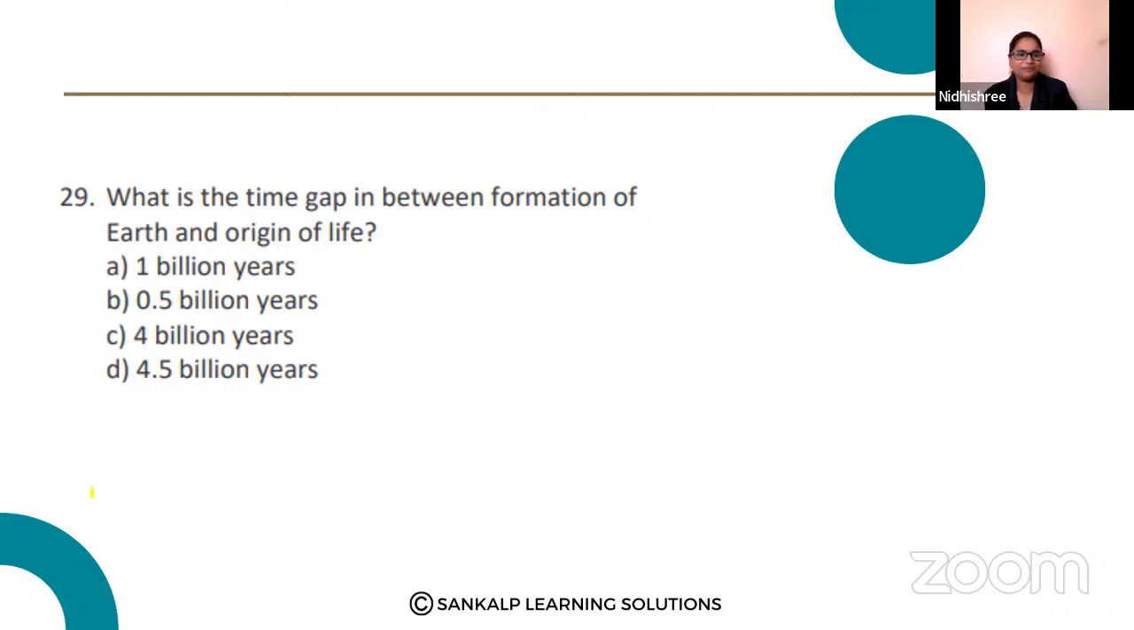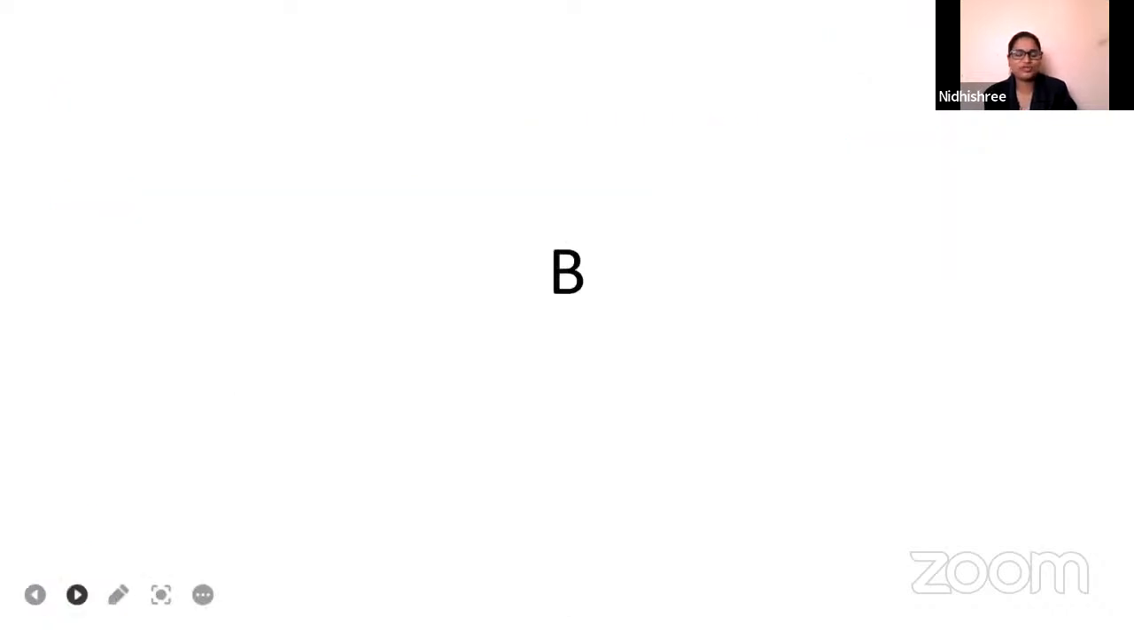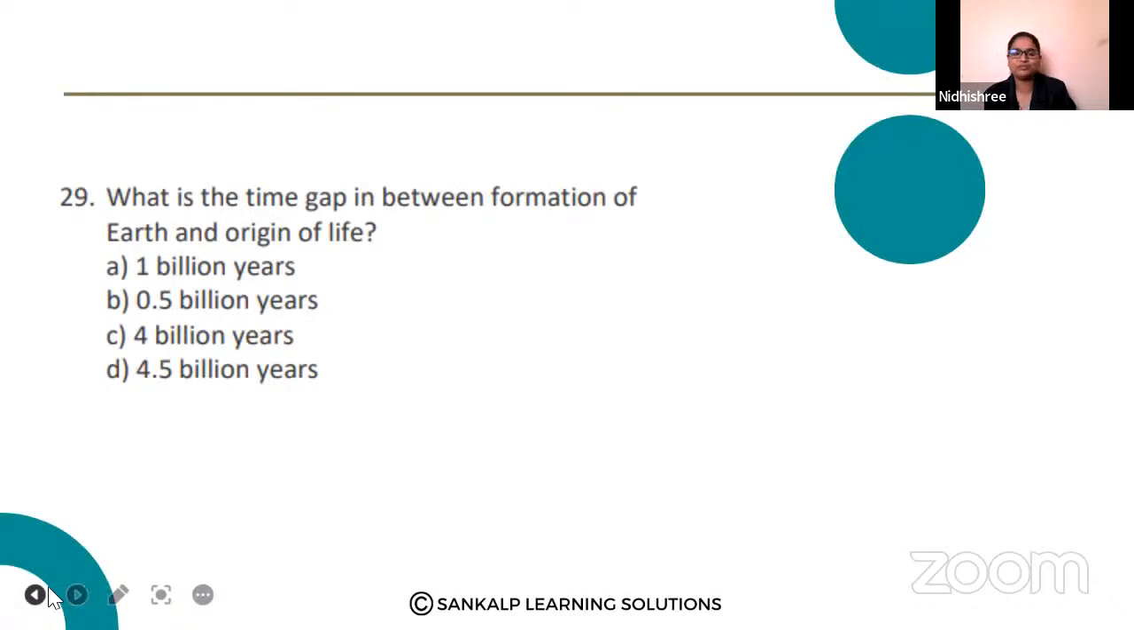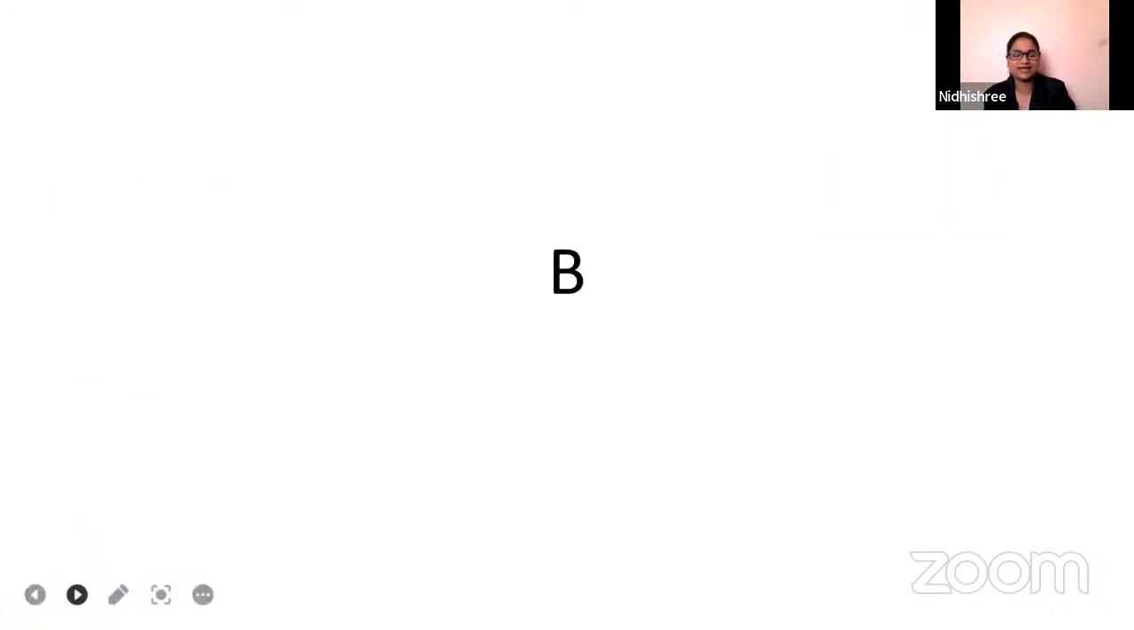Option B, Lohit. Okay, let us check. Option B is the right answer. How is option B the right answer? Earth 4.5, then origin of life 500 million. Origin of life 500 million, Earth 4.5 billion. So the difference is 0.5 billion years. Great.